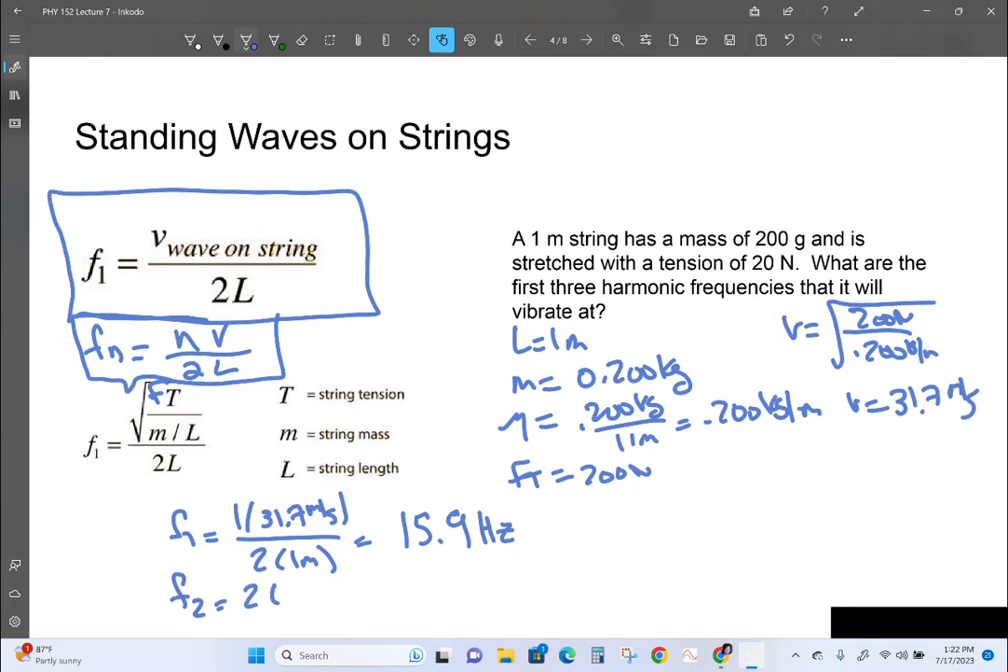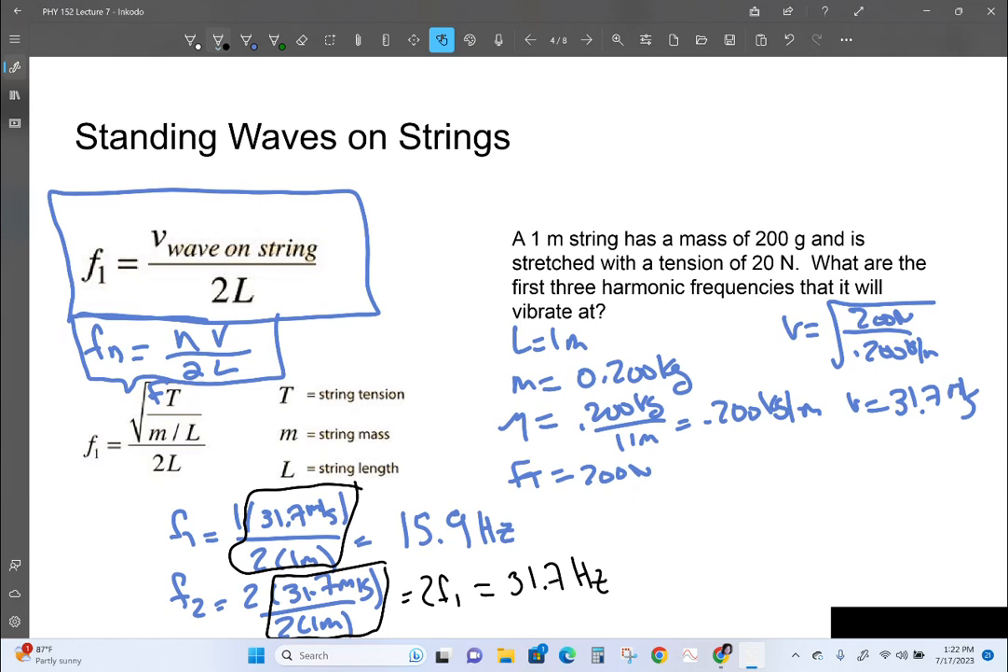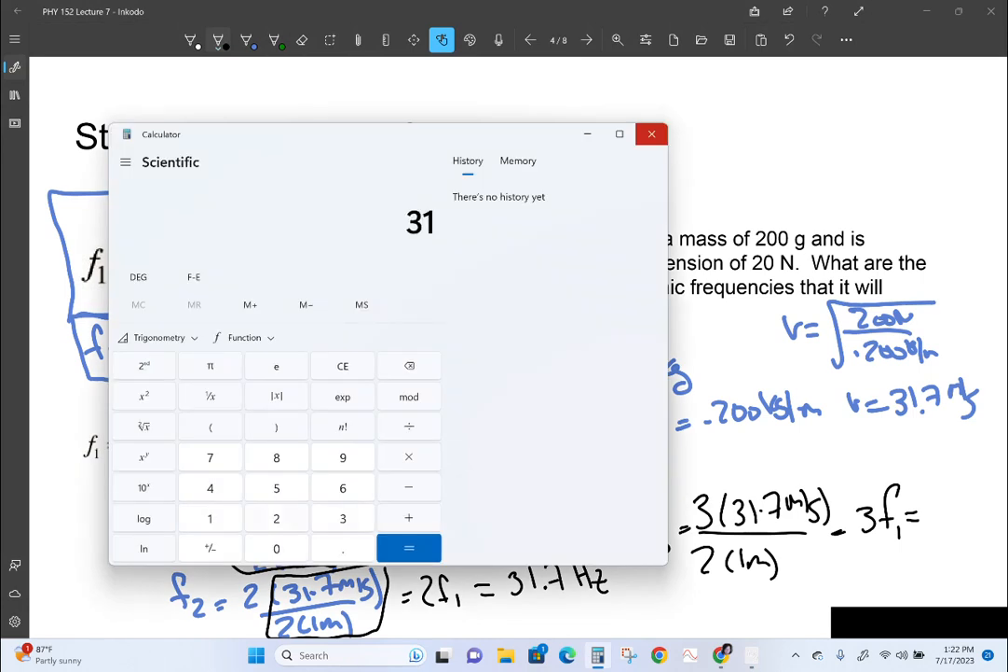And F2 is going to be 2 times 31.7 meters per second all over 2 times 1 meter, which, if you notice, this number is the same, right? So really, it's just 2 times F1, which would be 31.7 hertz. And F3 would be 3 times 31.7 meters per second divided by 2 times 1 meter, or simply 3 times F1, which would be 31.7 times 3, which is 95.1.